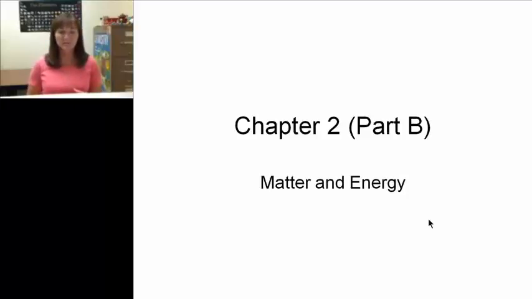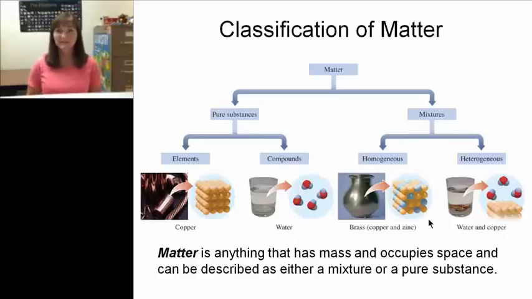So I'm going to build on that, still focusing on matter. The definition I have here for you on the bottom is that matter is anything that has mass and occupies space and can be described as either a mixture or a pure substance. So if you were to bring me a sample of a material that you wanted me to analyze, the first thing I would do as a chemist is ask, is that material a mixture of things or is it a pure substance? Because if it's a mixture, I'm going to have to separate it into the individual pure substances before I can analyze it. So the first category of matter is to decide whether it is either a pure substance or a mixture.